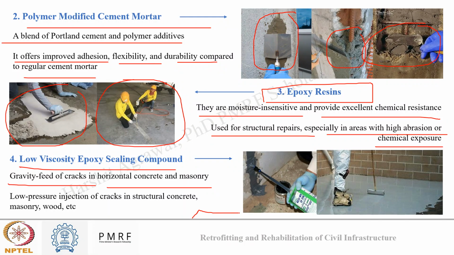Suppose I have a crack or a spalling or some damage on the floors. There I can use low viscosity epoxy sealing compounds, which I can just fill in those cracks, and with the help of gravity and just little compaction, it will fill the area properly. Okay, and it can also be used as a low pressure injection for cracks in structural concrete and masonry blocks. So here you can see how this low viscosity epoxy sealing compound was used near the surface for filling the structural crack, or it was used as a sealing compound on the floor also.